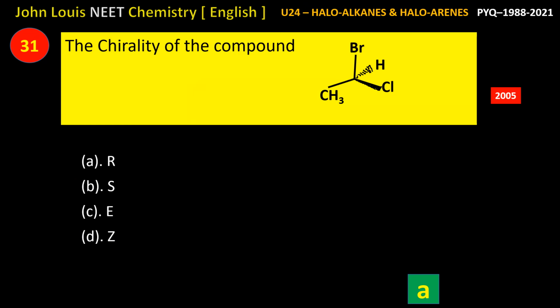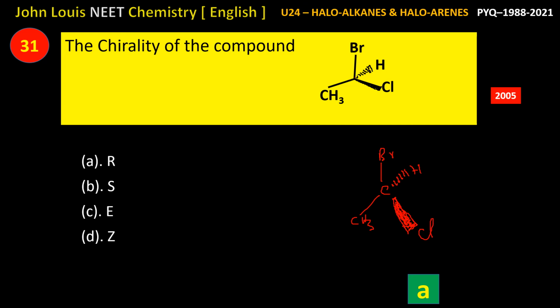The chirality of the compound. They have given this compound very clearly in wedge dash form. So bromine, this carbon, and this CH3 are on the plane, maybe the plane of the board. And this dash is showing it is going backwards. Hydrogen is going at the back side of the board. And here chlorine is projecting towards us. It is given in the form of a wedge.